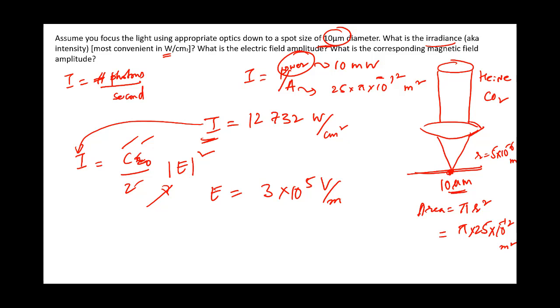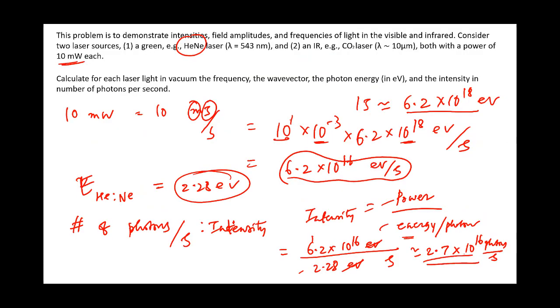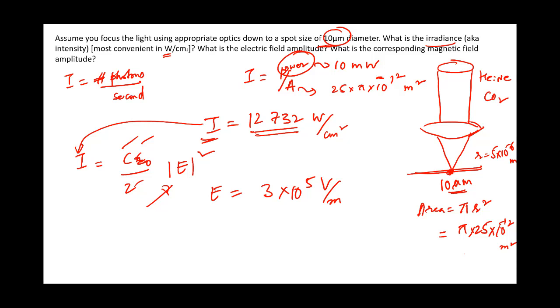The intensity is the same, but the number of photons is different because the energy per photon is different. If you calculate the number of photons for the CO2 laser, it would not come out to be the same. It would be an order of magnitude higher, because the energy per photon in the CO2 laser is lower. So it takes more photons of the CO2 laser to give you the same intensity, the same irradiance, than the helium neon laser.